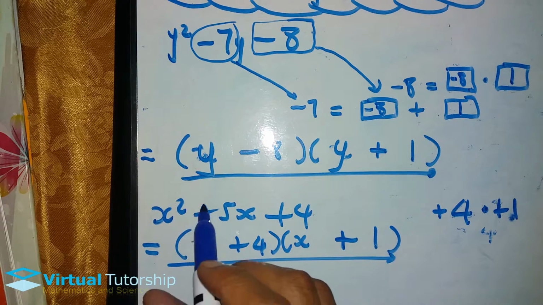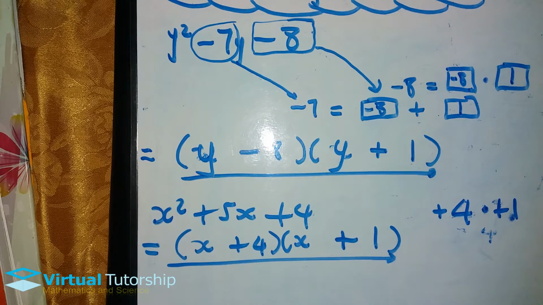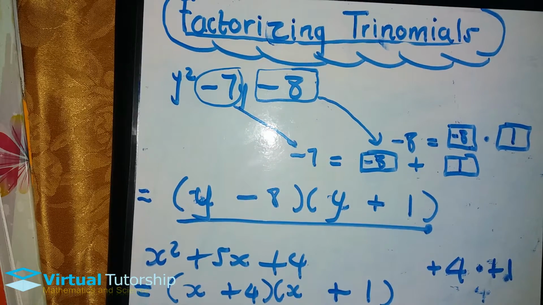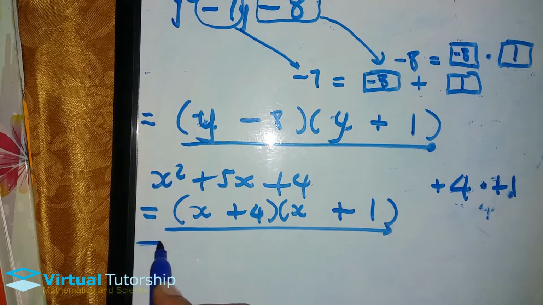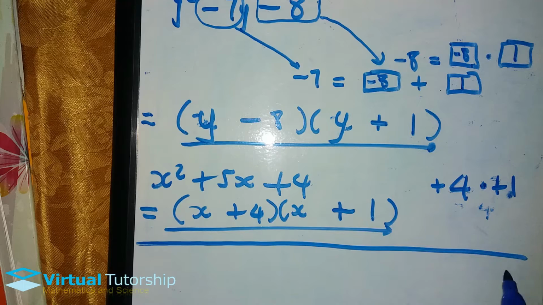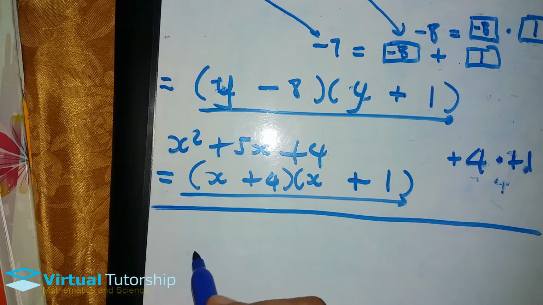Be mindful of the signs when you find these numbers. That's why I said there's no exact science when factorizing trinomials. It's more like trial and error, in order to find your factors. So there's another set of trinomials.